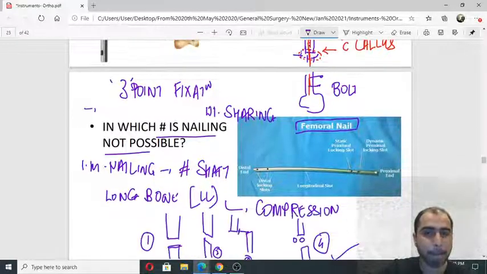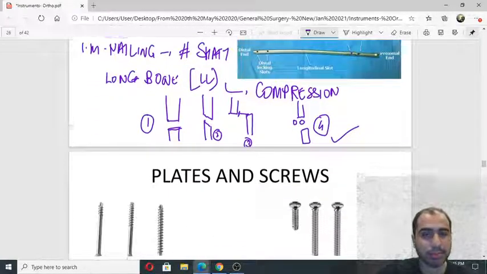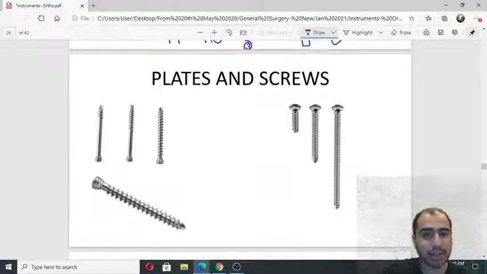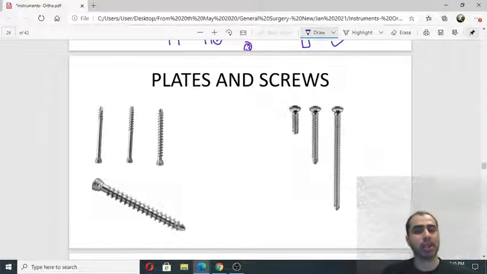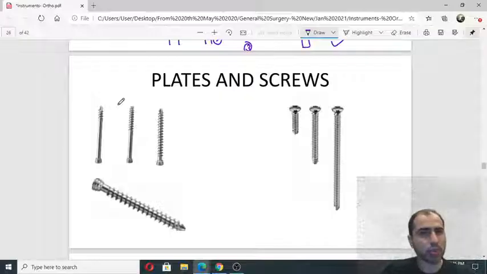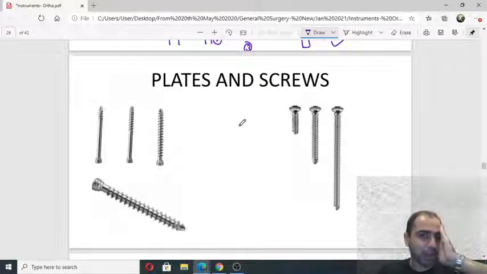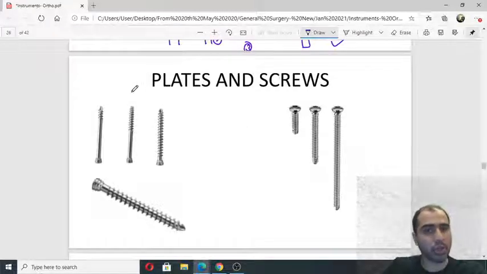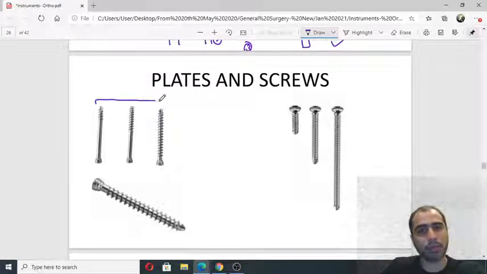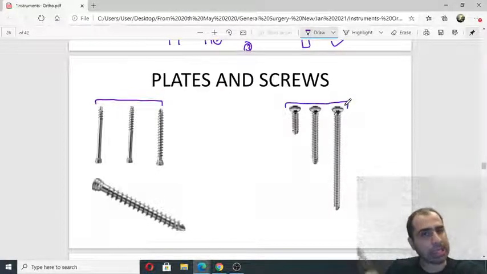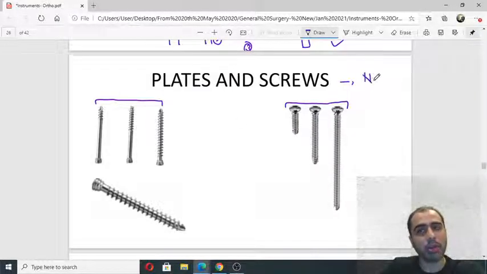Okay. Right. Plates and screws. First you will just take the screws. You can see the screws look like your standard screws. There are two types of screws that are used in orthopedics. This is the first group and this is the second group. The same screws can be used with the plates also, mind you, but these screws are not used with nail, not with the interlocking nail.